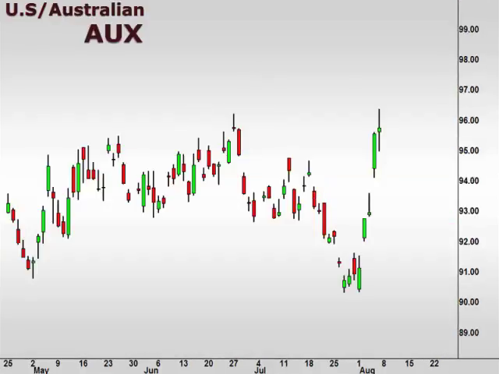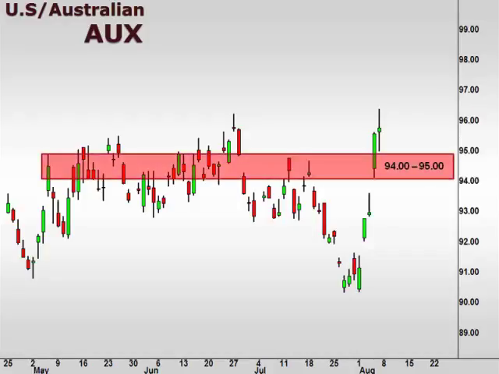Let's take a look at the AUX, the U.S. versus the Australian dollar. Well, the AUX staged a significant rally, breaking beyond the resistance level at this 94.95 focal zone. Now, should 94 hold as support, we suspect a push towards this 97.98 box as the next key overhead resistance level. A break below 94 is likely to yield a retracement, which should move down towards this 91.92 level.